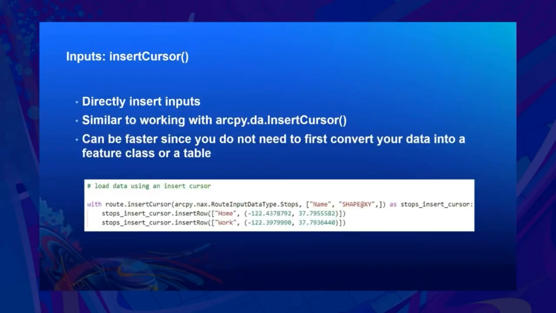If you're getting your inputs from something other than a feature class, such as a CSV file with latitude and longitude, or the results of some other analysis, you can directly insert these into your network analysis using the solver object's insert cursor method. This method isn't the same as the arcpy.da.InsertCursor, but it behaves in a very similar way.